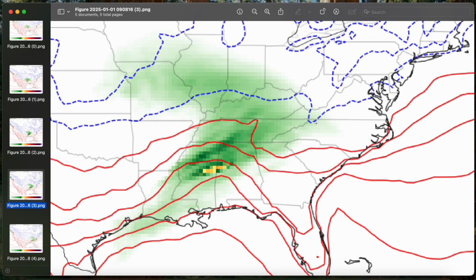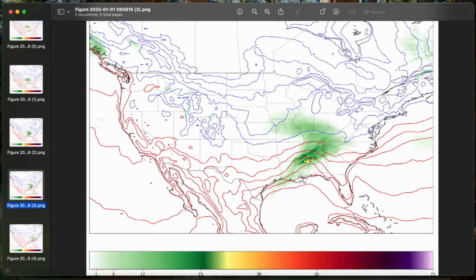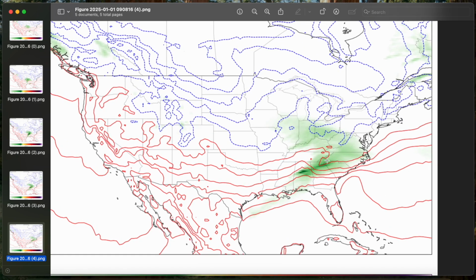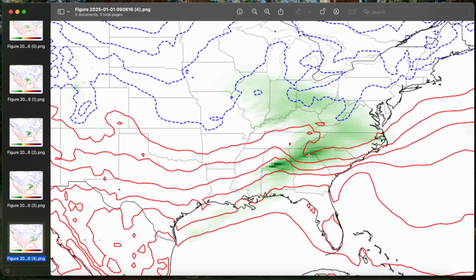So not only this multi-model ensemble, but also the GFS and the Euro has been pretty far north as well, bringing in some liquid precipitation across the southern Appalachian Mountains and the Carolinas. So while this is not looking like the storm that it was going to be, you can still expect some pretty heavy rain across parts of the southeastern United States.